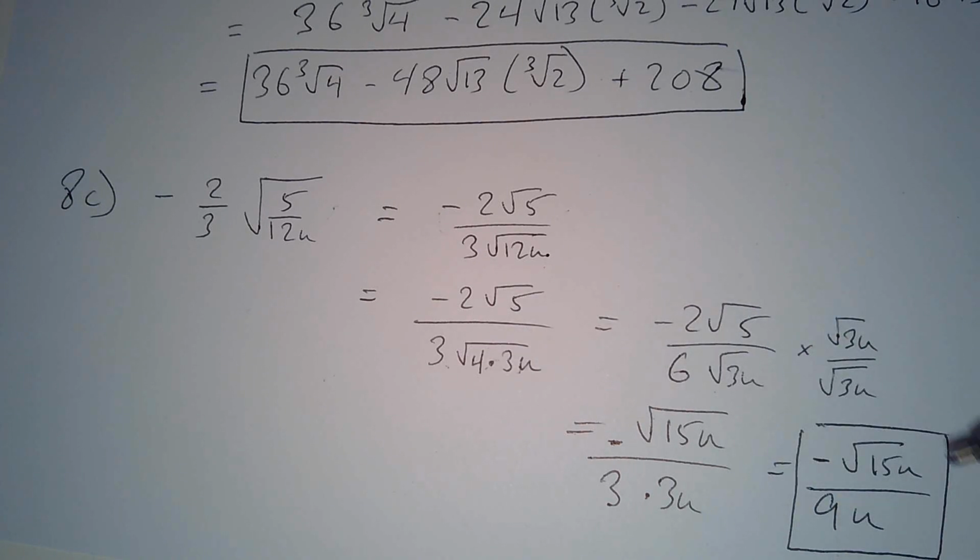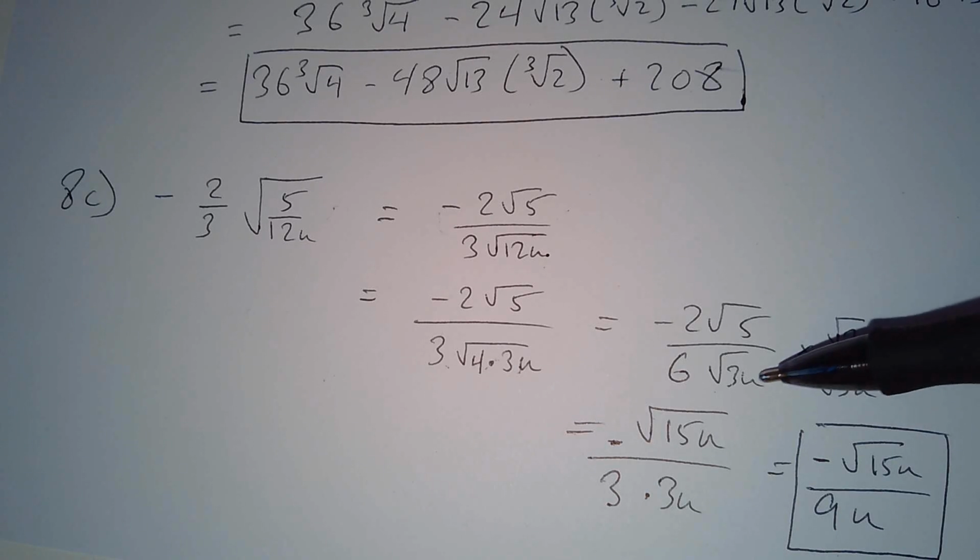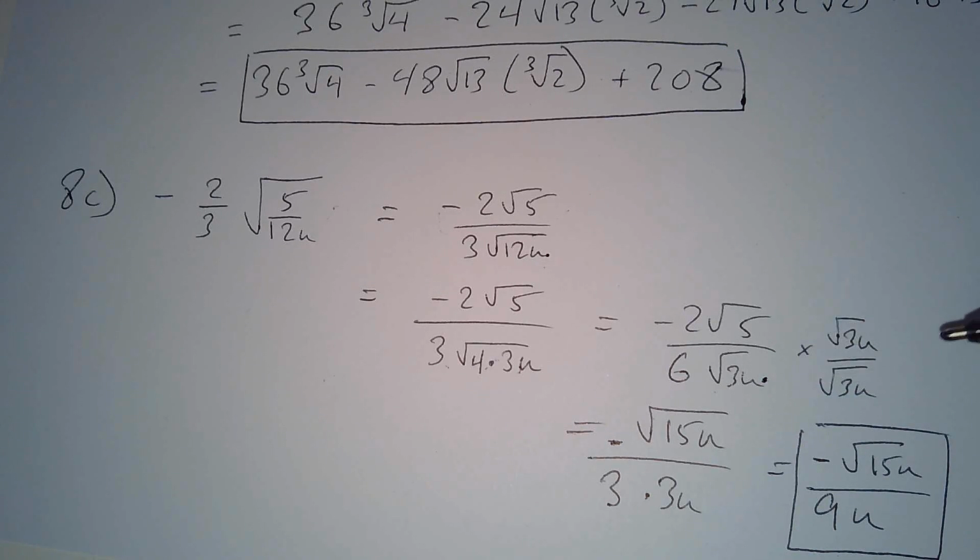And now when we rationalize the denominator, what we're saying is we don't want a radical at the bottom, so that root 3u. So to get rid of it, you have to multiply both of these by root 3u. Okay, so remember, if we multiply the bottom by root of 3u, we have to do that to the top as well. Okay, and so that's what you end up getting.